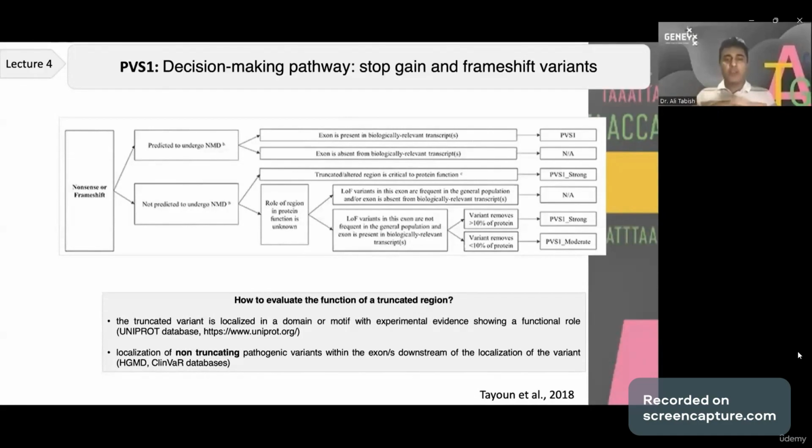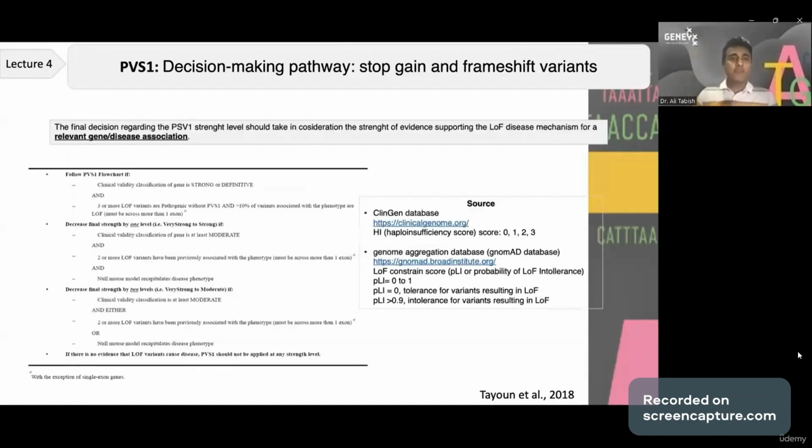For example, if you just go and click on BRCA1, you will see a list of all the non-truncating variants in the BRCA1 gene. And these are guidelines on how we can apply or navigate through different strength criteria of PVS1. The final decision regarding the PVS1 strength level should take into consideration the strength of evidence supporting the loss of function disease mechanism for a relevant gene-disease association. So it's not just that the variant is loss of function. We have to see if the gene has a loss of function mechanism.